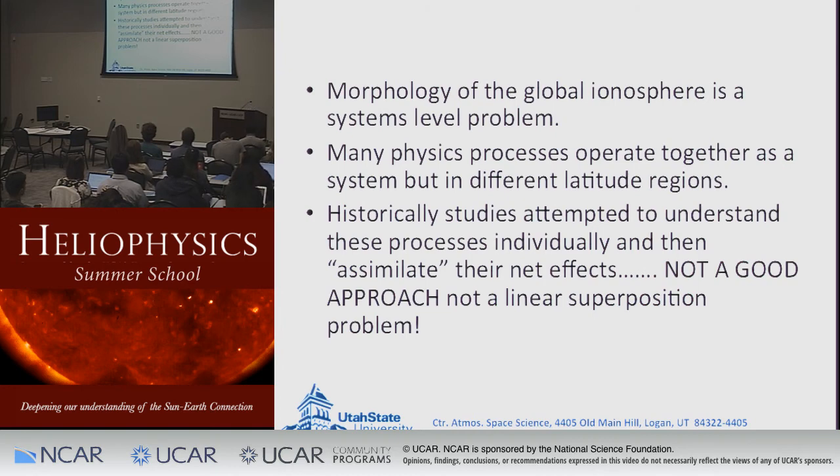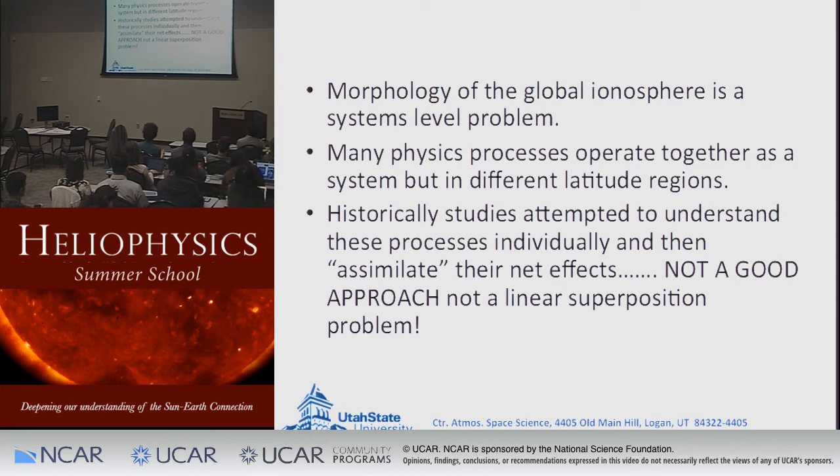So this is how ionospheric physics has worked over the years. The morphology is a systems-level problem, but we've always tried to go into different latitude regions and understand what's going on in that region and try to get a complete picture. Historically, our early models tried to simply piece together density models from how the equator and the high latitudes were working. And that turns out not to work very well.